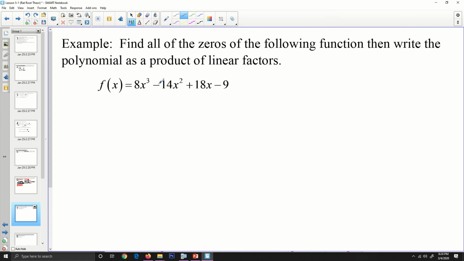That's no good. I look to try and do some grouping, so the only common factor here would be 2x squared, which would leave me 4x minus 7, and I could take a 9 out of this, which would leave me 2x minus 1, and those things are not the same, so I can't do grouping. So unfortunately, I'm going to have to use the rational root theorem here.